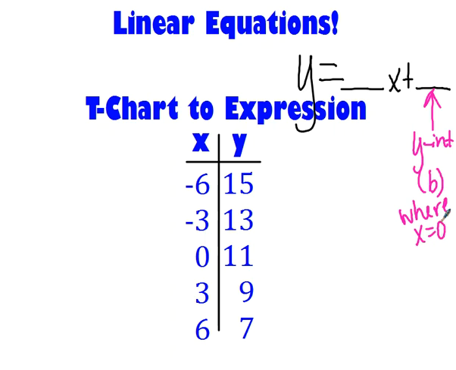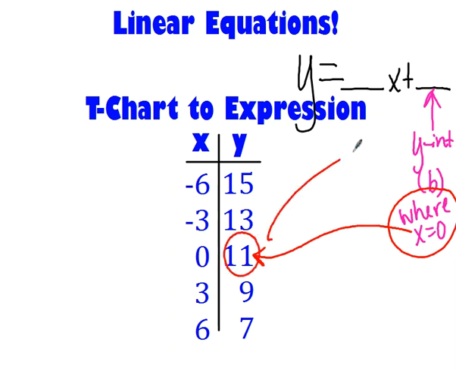Remember that's where x equals 0. Not every t-chart is going to have it on there, but I think we see it here. So where x equals 0, right here, we have an 11. So my y-intercept is going to be 11. I can tell already just by looking at where x equals 0, y is 11. So that's your y-intercept. The only other thing we need to find is our slope.